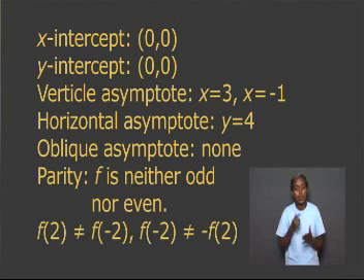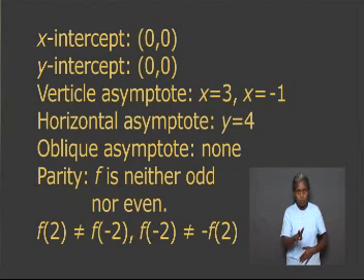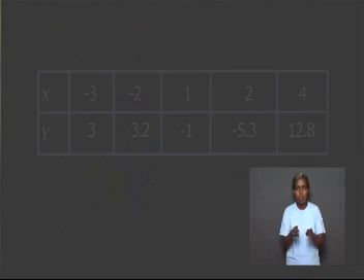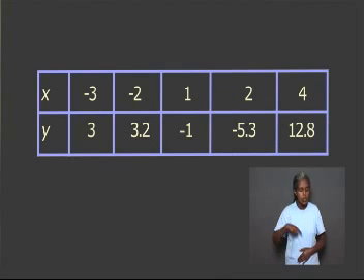We can check this by taking a test point. For example, f(2) does not equal f(-2), and f(-2) does not equal f(2). Next, we must draw the table of values. Remember, we already know there are asymptotes at x equals -3 and 1, and that y is 0 when x is 0.